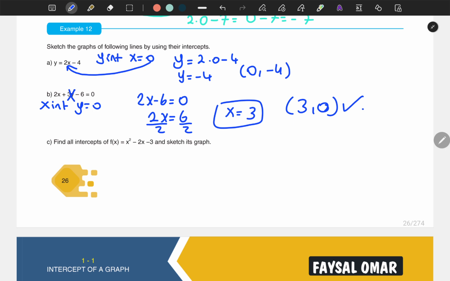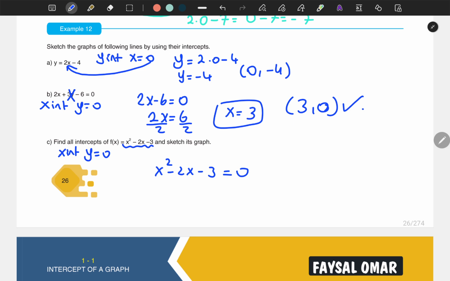And then I have this question, guys. This is a little bit of a factorization question. What do I mean? For the x-intercept, y must be 0. Let me equalize it to 0. X squared minus 2x minus 3 equal to 0.